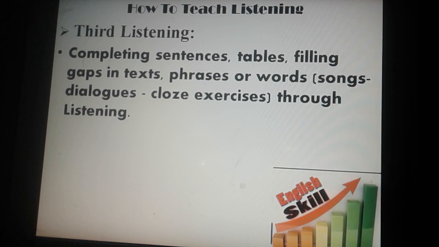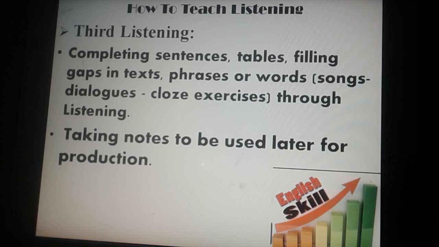The next one is taking notes to be used later for production. يعني this third listening is for taking notes to be used for production. As I said, listening is an important skill for students to speak fluently.